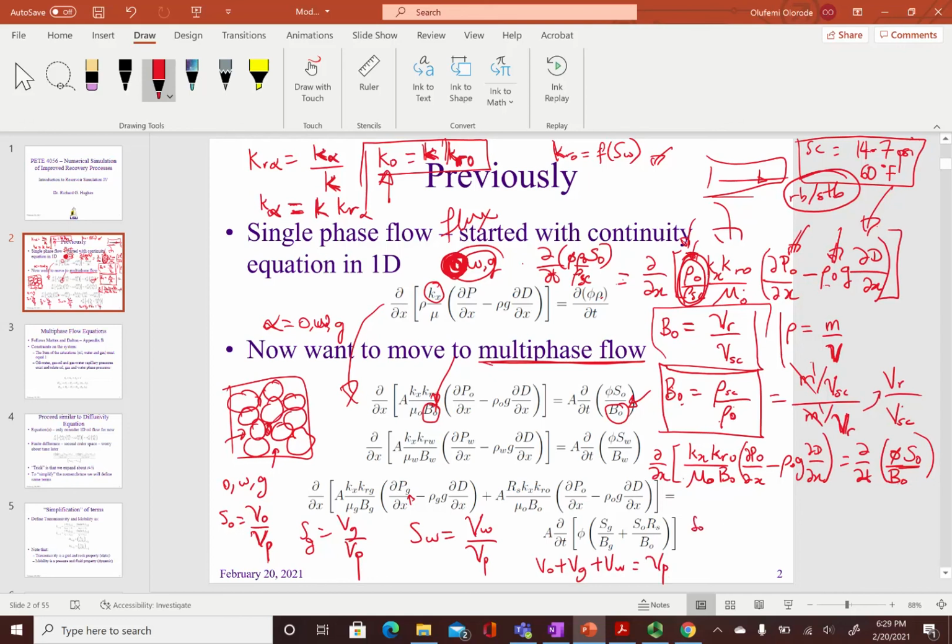So the sum of all those saturations will be pore volume over pore volume, which will be 1. Do you see that? Because it's VO over VP plus VG over VP plus VW over VP. And we already said the sum of all three is VP divided by VP, 1, which is one of the constraints we will see on the next slide.